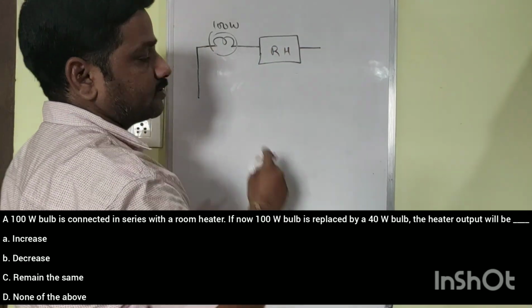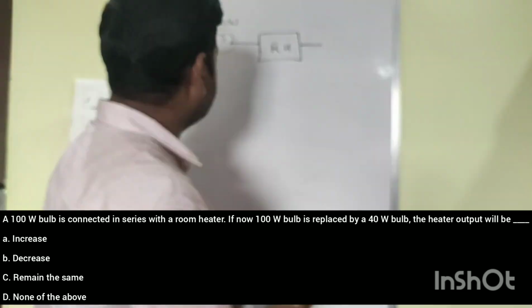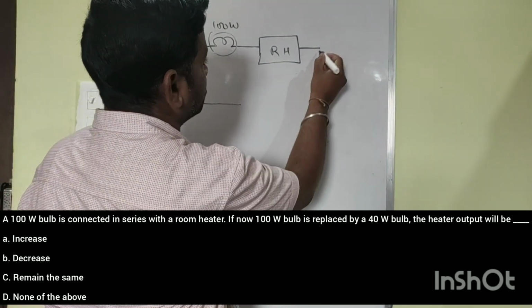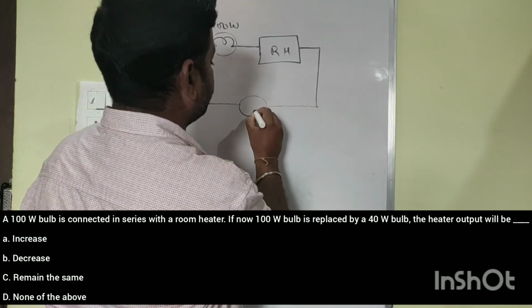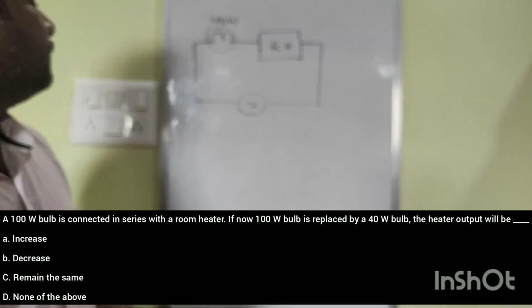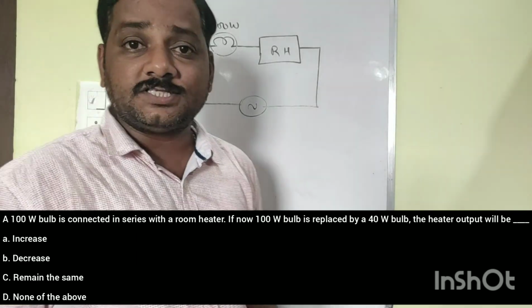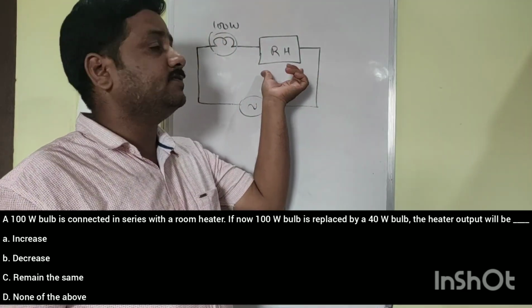And it is connected across some supply voltage, and that voltage is not mentioned here. So definitely it might be connected across some supply voltage. So let us close the circuit. So the voltage source is here. Now the question is, as we have a 100 watt bulb, if I change it to a 40 watt bulb, what will be the effect on the power of this room heater?